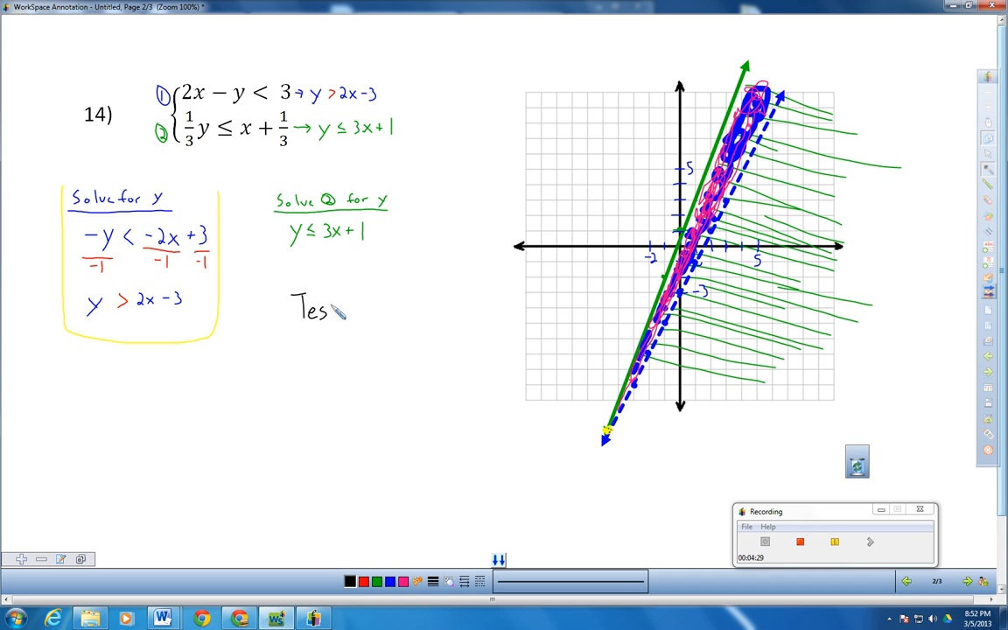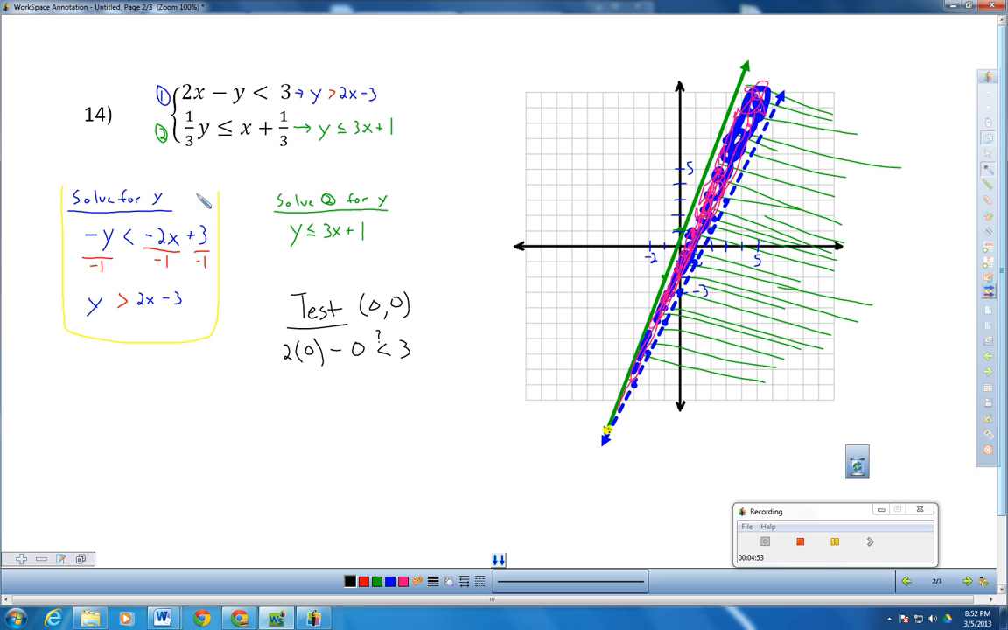This is a test. Okay, this is only a test. All right, and I'm going to plug in a 0 for x and a 0 for y. Now I'm going to go ahead and rewrite that. 2 times 0 minus 0. Well, is that... I always like to draw a question mark because I'm not sure yet. Is that less than 3?